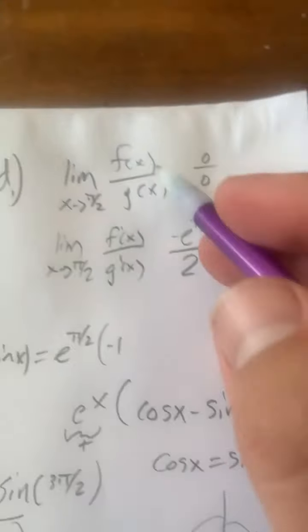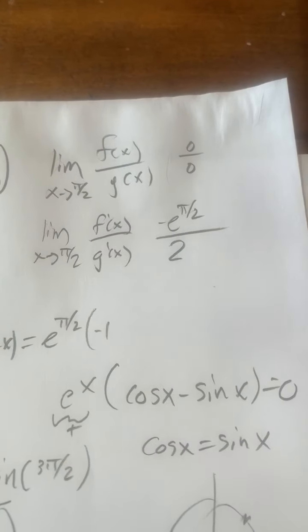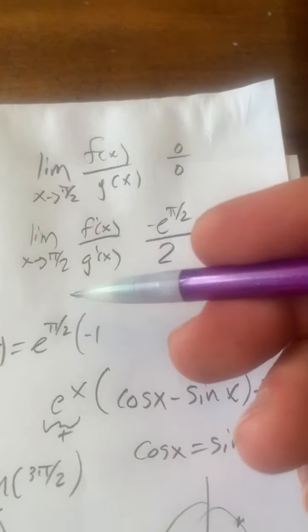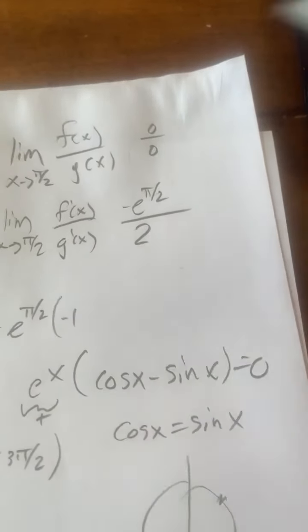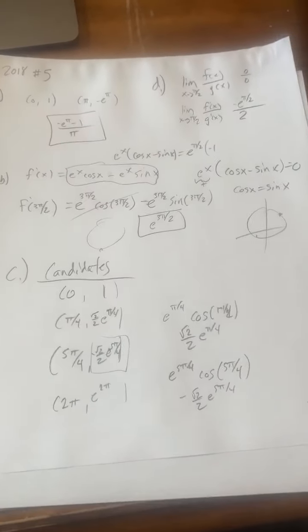L'Hopital's rule, again, if you get 0 over 0 or infinity over infinity, you could take the derivative of the top, derivative of the bottom, try again. If that didn't work, you could do it again and again and again until it worked at the end, as long as you kept getting indeterminate forms.